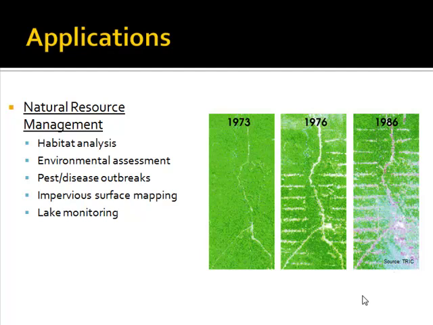Natural resource applications. Here we're examining time series data of the Amazon basin. This is the characteristic fishbone pattern of deforestation, where a central road comes in, and then subsequently smaller roads are built off those, and smaller roads in turn are built off of those, creating a fishbone-like pattern.